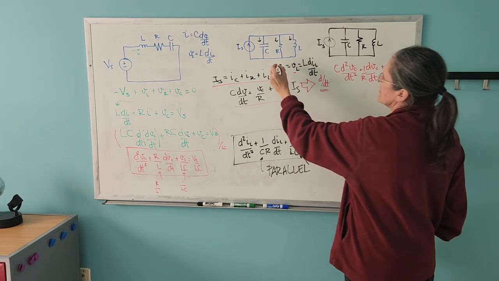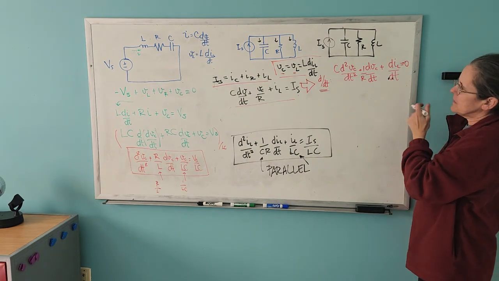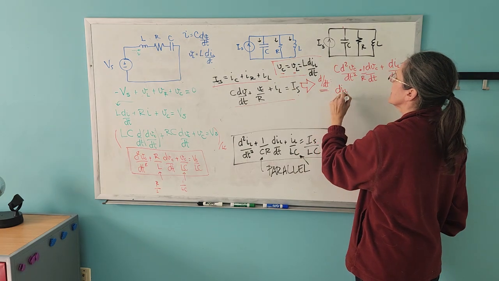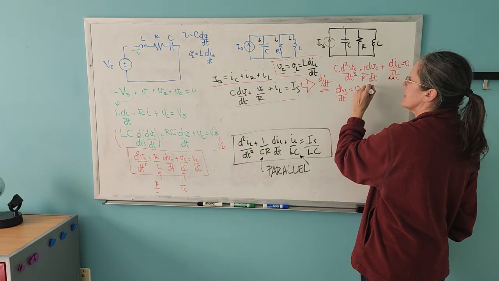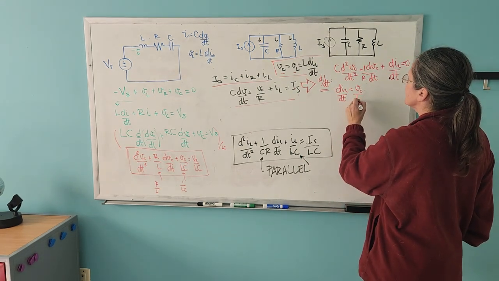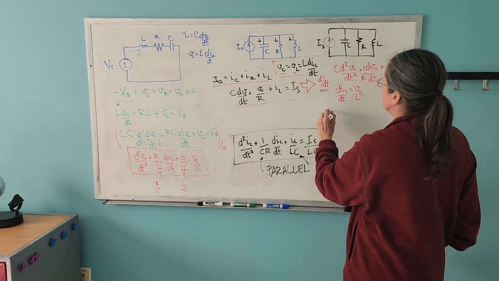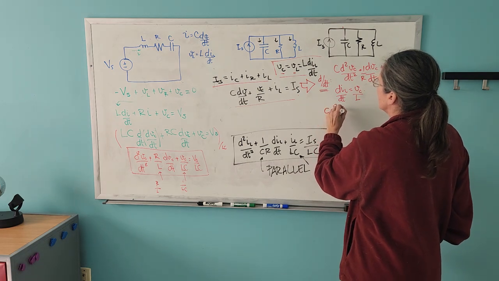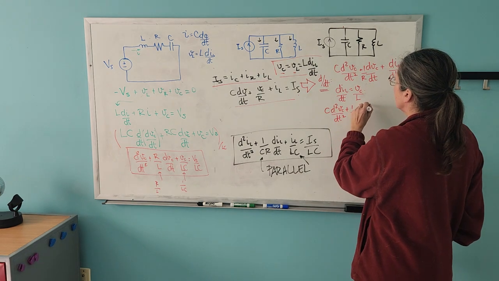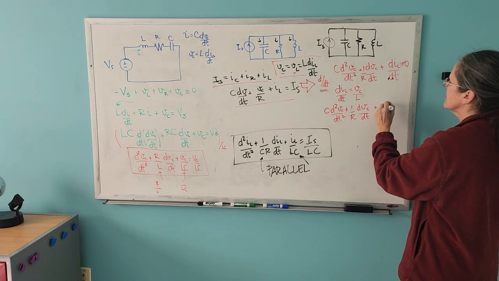And now I'm going to use the fact that dIL/dt is VC. Actually, I take that back. dIL/dt is VC divided by L in this circuit. So I'm going to substitute this here, and other than that, this will stay the same. So C d²VC/dt² plus 1 over R dVC/dt plus 1 over L VC equals 0.